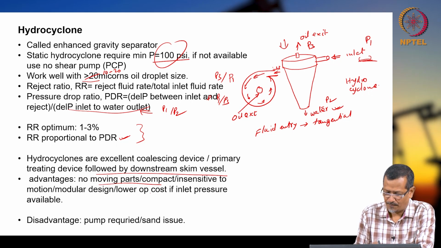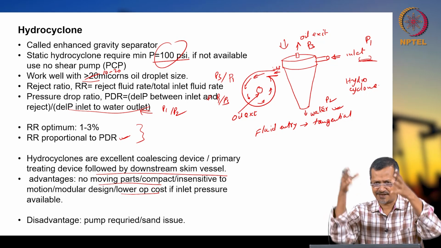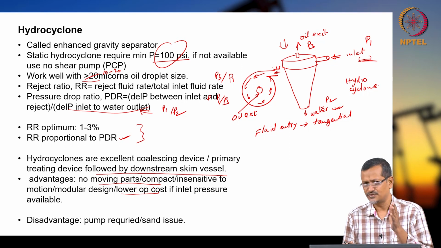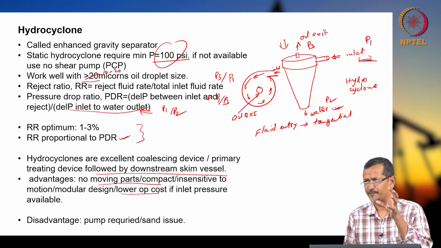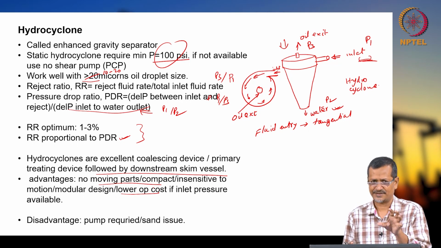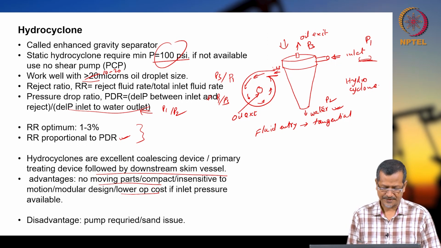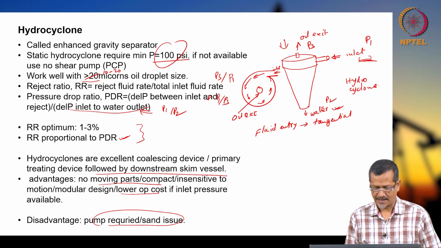Modular design, lower operating cost if inlet pressure is available. Operating cost will be lower because there is no investment actually. You just want the design done. But this cost will increase if you use more pumping systems. Pumping means electrical consumption, and pump life will be 2-3 years, 4 years, right? That will cost money. So, disadvantages: if a pump is required, then cost will increase, and there is the sand issue.